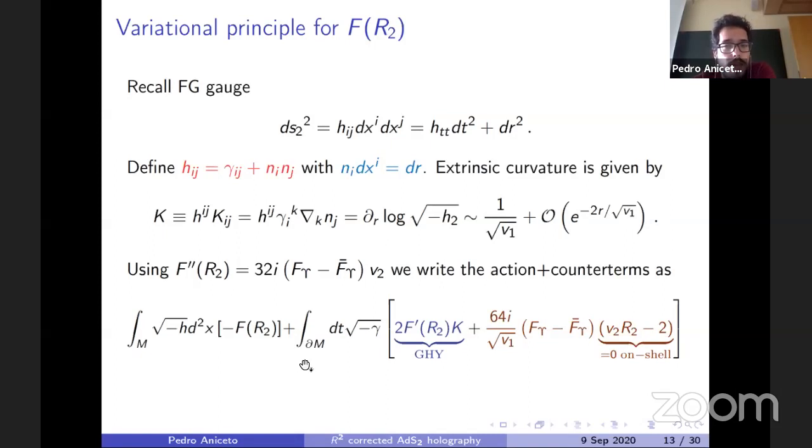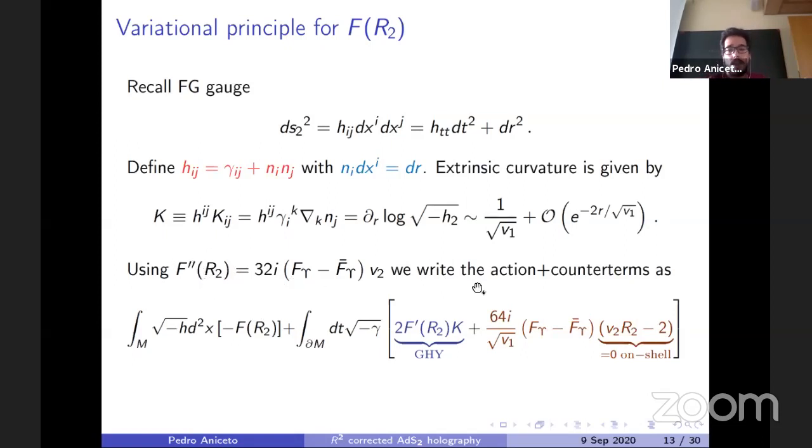We have to add a second counter term that we take to be 0 on shell. That has to do with what happens when we vary the Gibbons-Hawking counter term when we have a polynomial in R. If we were to vary this term, there would still be a dependency on R that would give you a delta R, and we kill it off by adding this specific term.